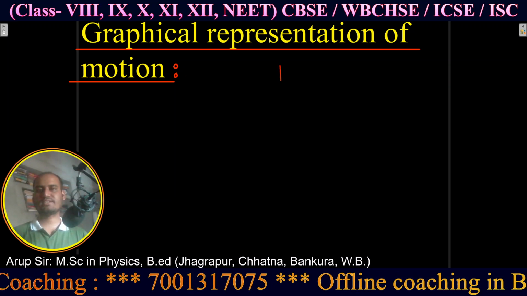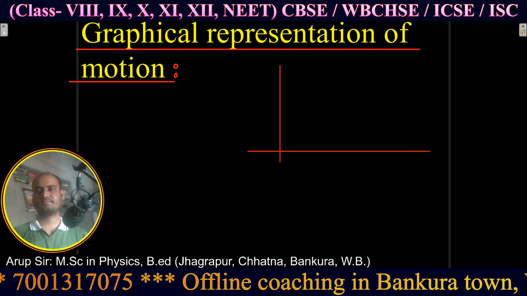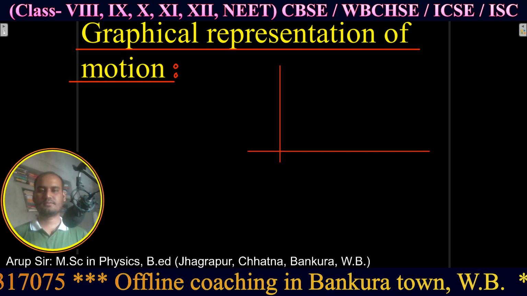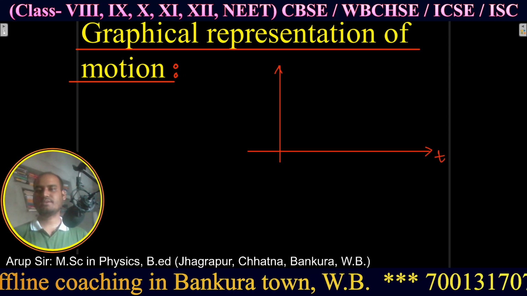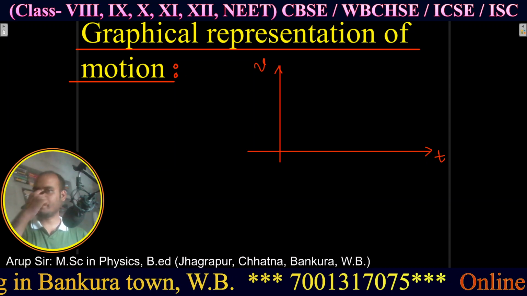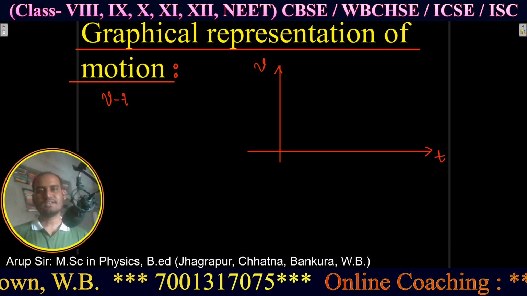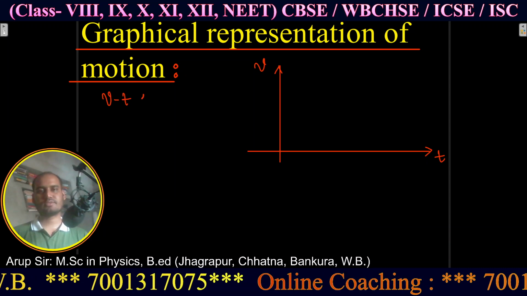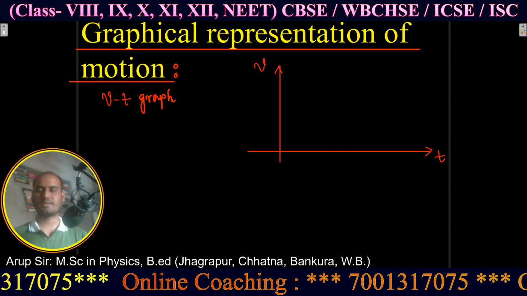So at first let's draw the graph. This one is a graph which is time versus velocity. I am starting from the velocity time graph. This is also known as VT graph. So VT graph means velocity versus time graph.